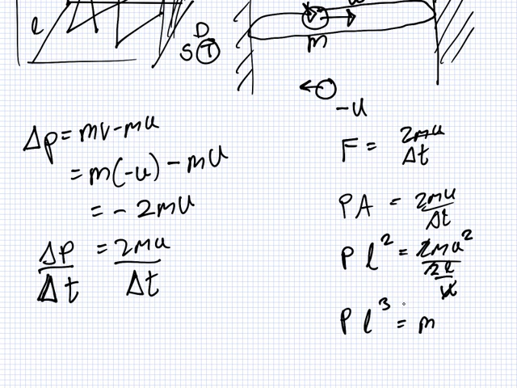But what is L cubed? Volume. So I get P times V equals mu squared.